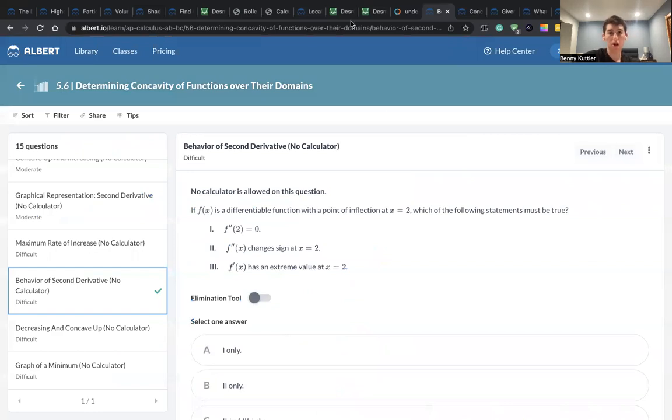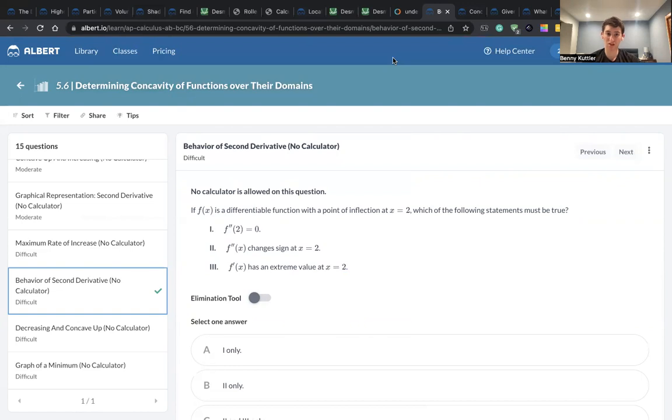Okay, so, oh, forgot to mention, when the second derivative is equal to 0, so when the concavity changes signs, it's important that it changes signs. It can't just equal 0. It has to go from negative to positive or positive to negative. And you know this just by plugging in values based on the zeros.